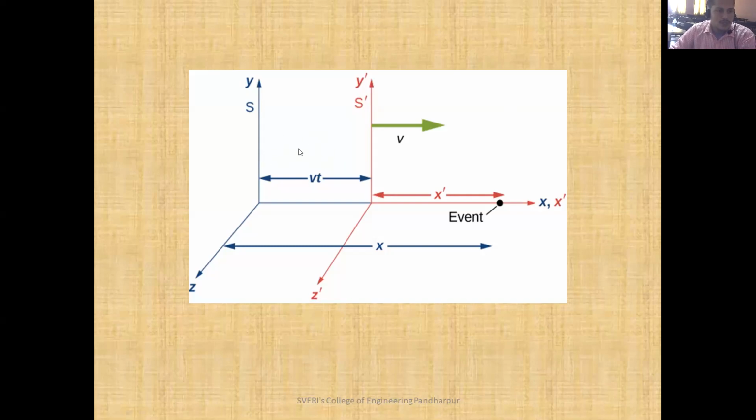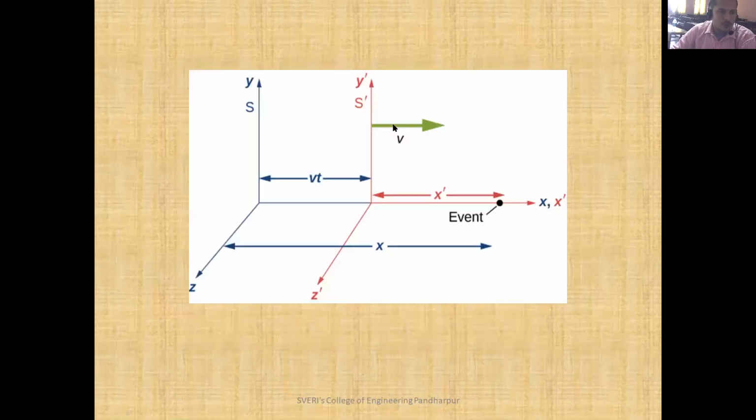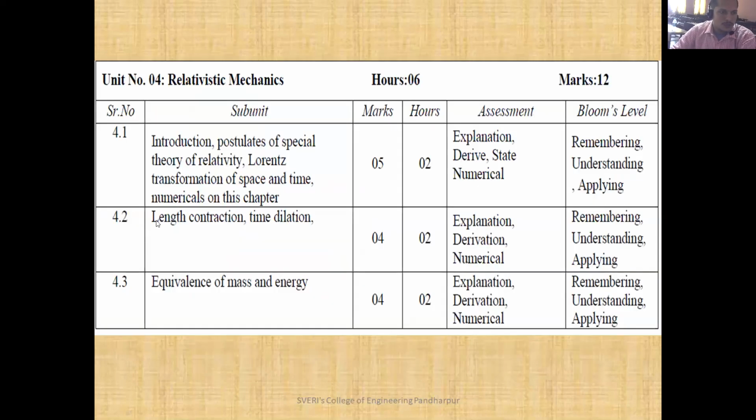So we are considering these two inertial frames of reference which are moving with constant speed, and then we are defining the Lorentz transformation equations which we will discuss later. Next point is length contraction that you have written in the syllabus point, then time dilation and equivalence of mass and energy.